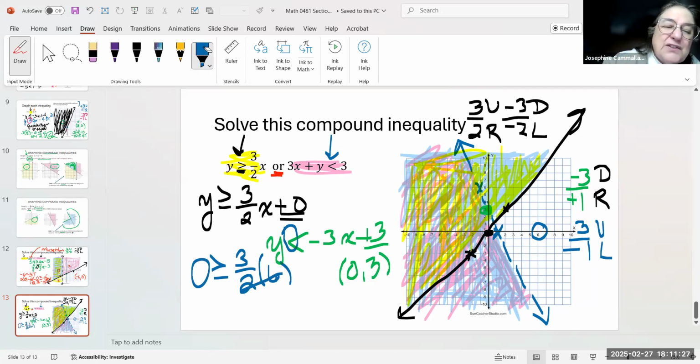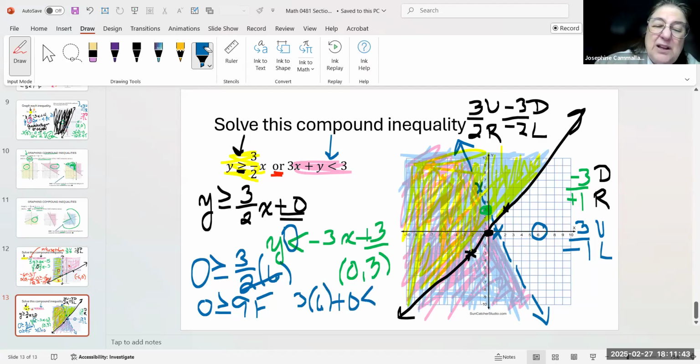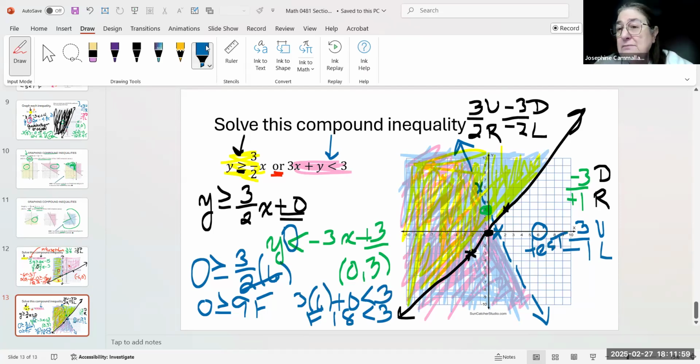Well, if I cross cancel, this better come out to be false. It does. And if I take the other one, this is 3 times 6 plus 0. Is that less than 3? I don't think 18 is less than 3. This is false. This was my test point, and I better get them both false.